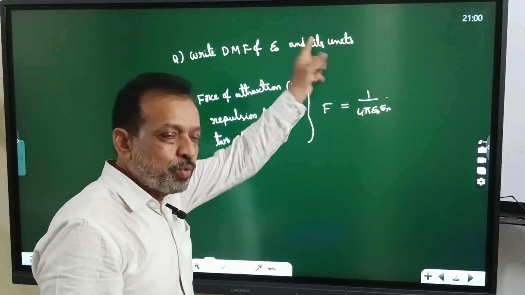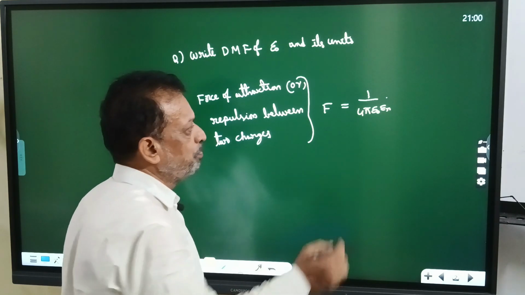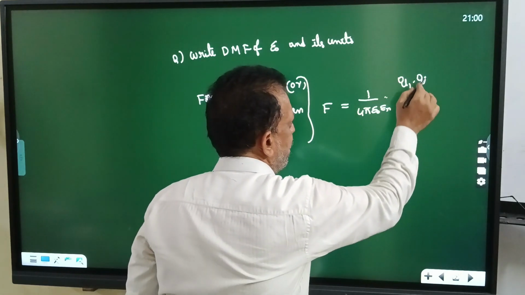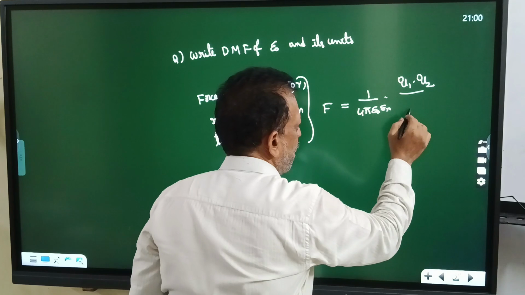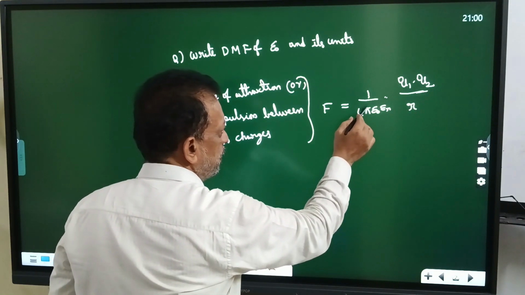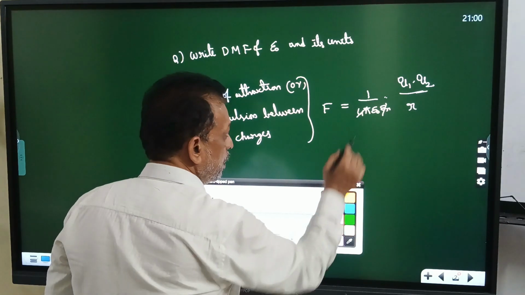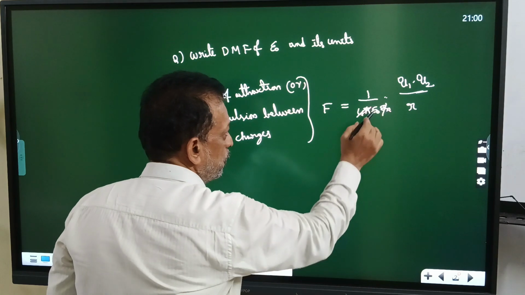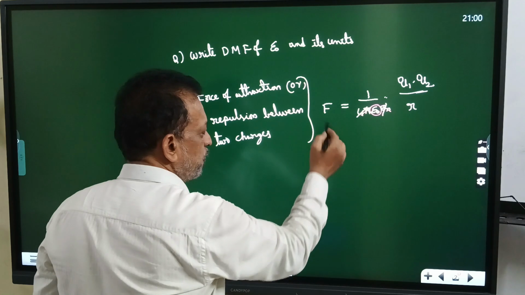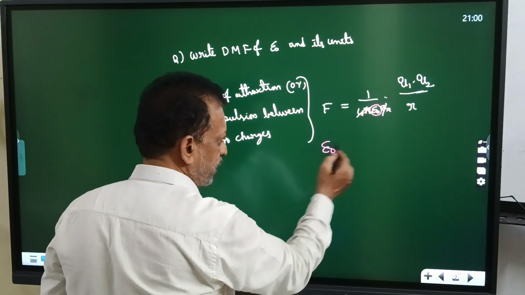If paper is 3, water is 2, like this. Now coming to this one, Q1 Q2 divided by d square, or I can put r square. Now what do you want? This is the constant, this is also constant. So these two are constants, no use. Now we need to find this one. Now you can bring epsilon naught separately to the left side.